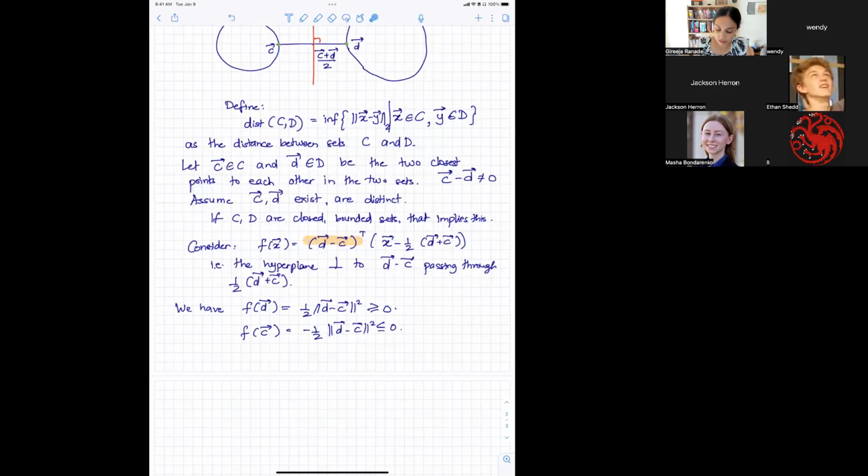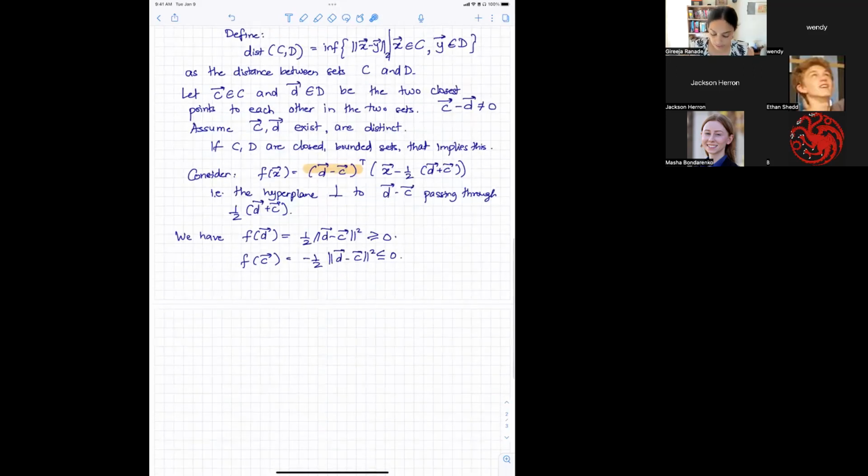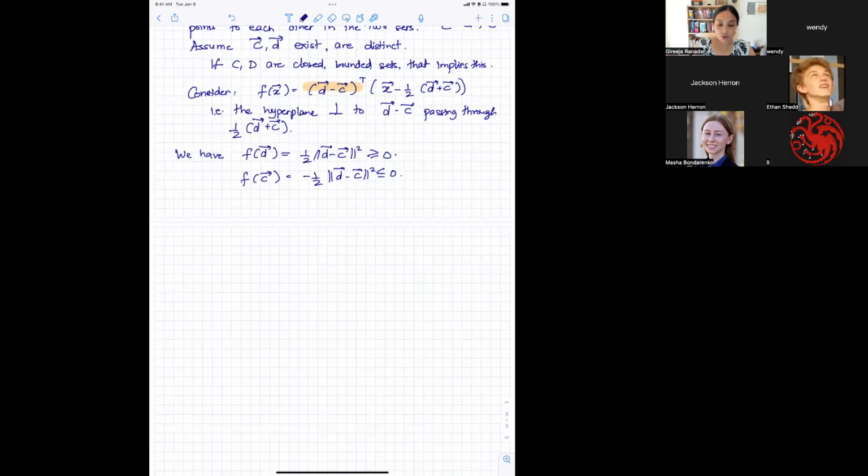Good. So this is the hyperplane perpendicular to D minus C, and it's passing through this midpoint, (D plus C) by 2. Okay, so last time in lecture, you all computed basically that f of D is 1/2 norm of D minus C squared, and so it's always greater than or equal to 0, and f of C is always less than or equal to 0. So that's kind of where we left off, and we'll pick up the proof from there on up, okay? So we clearly see that C and D are on 2 separate sides of this particular boundary.